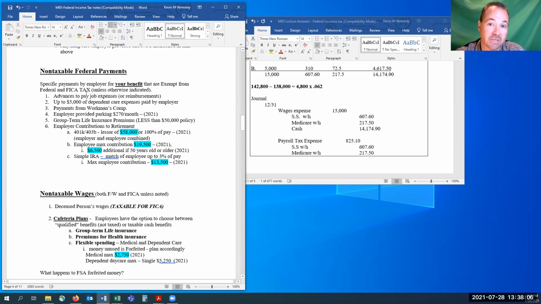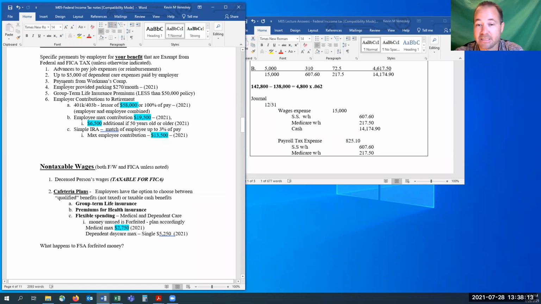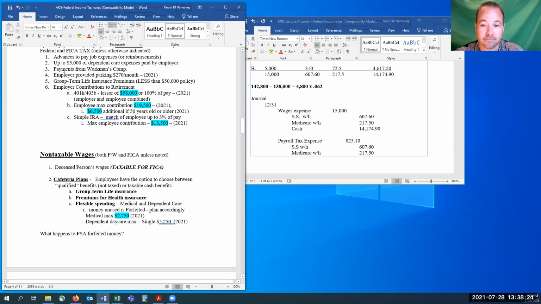Reimbursing you for company expenses, or for your travel, lodging, and food while you're out. If the employer pays for your dependent care, if they have maybe a sitter on site at your company, you can get up to $5,000 value, and that would be tax-free.